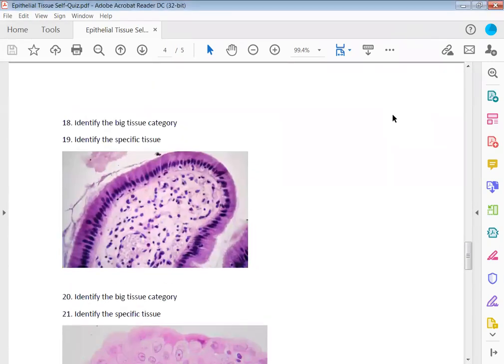The next one here in 18 and 19, this is big tissue category epithelial or epithelium. Number 19, the specific tissue is going to be simple columnar epithelium. Simple because it only has one row of nuclei, therefore only one row of cells. And columnar because tall rectangular cells. This one you can always identify because it's a lot neater than the other columnar tissues we have in this group.